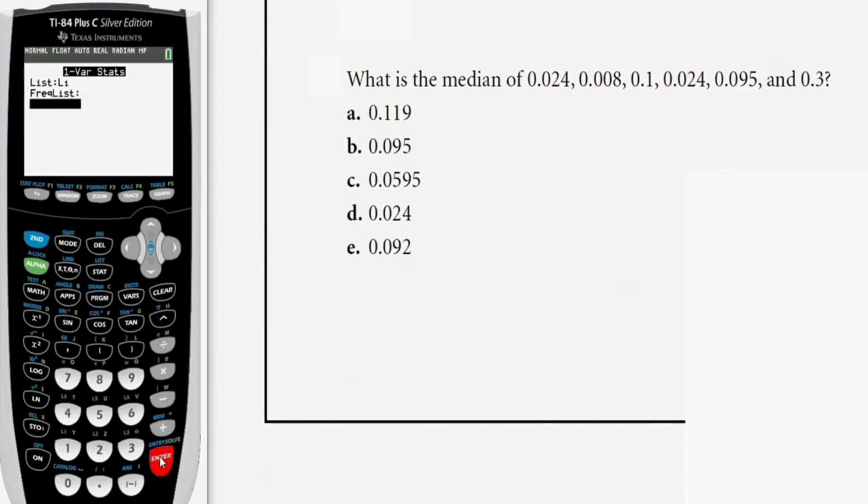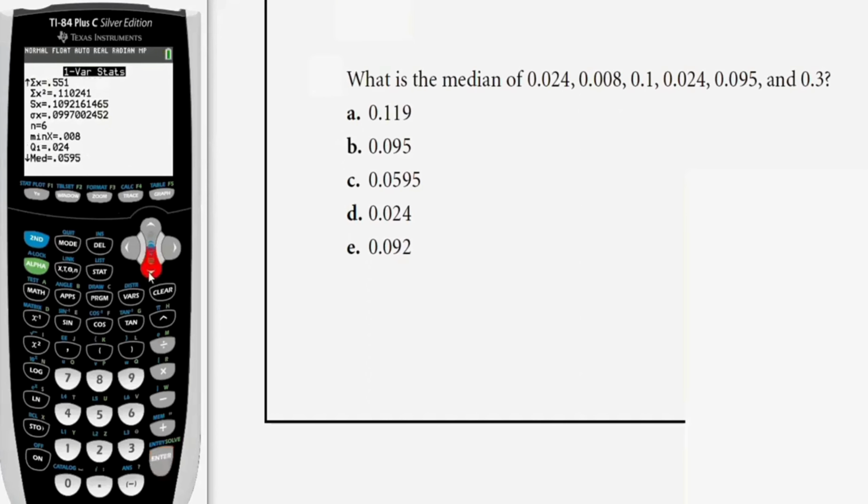Alright, so we are good to go. Press enter once more to get the output. So it's solving it. So these are the values respectively. This is the x bar. This is the sigma x. But we're looking for median, guys. This x bar is just the mean. But we're looking for the median.